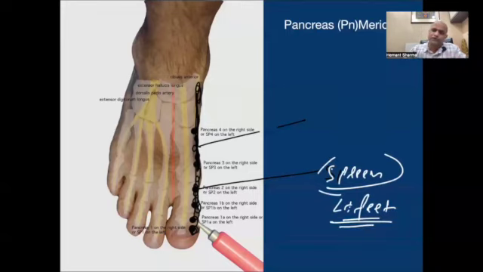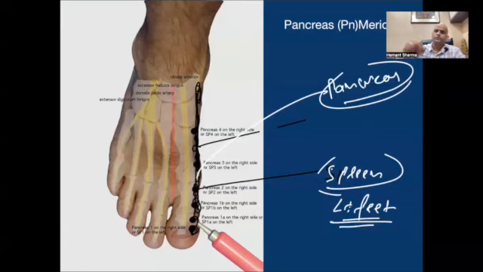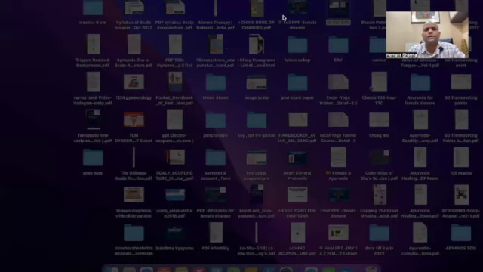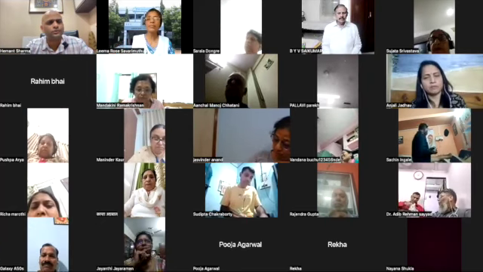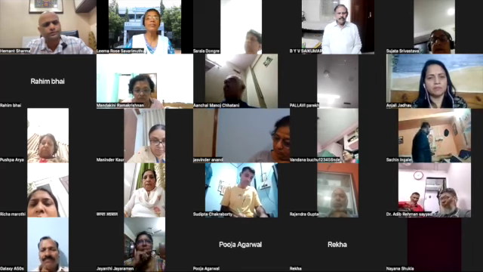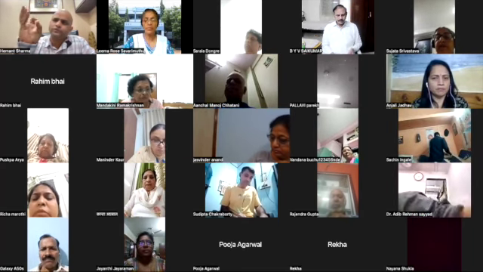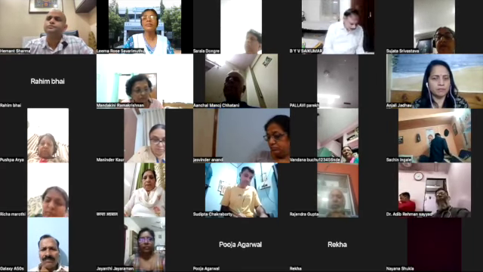And in the right foot, the same meridian is called the pancreas meridian. Pancreas. Okay, so remember one thing. Nowadays, how many patients have a cholesterol problem? Too many patients. So if you want to treat any type of fat metabolism, you have to treat the pancreas meridian. The pancreas meridian will be treating the fat metabolism.